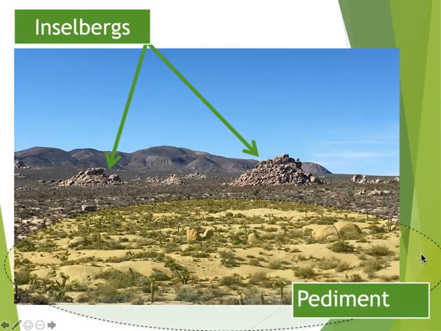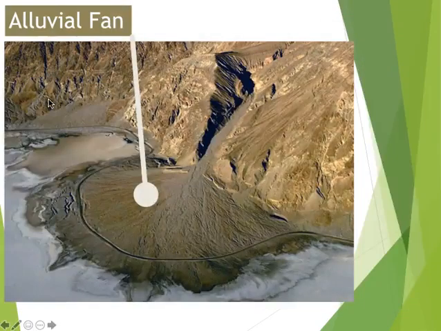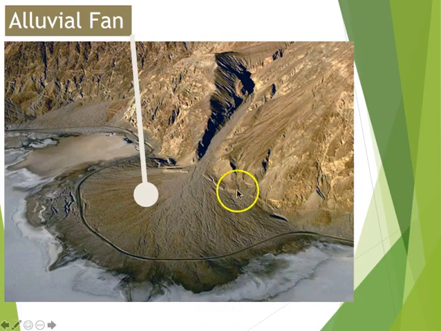Pediments are relatively flat, eroded surfaces of bedrock. Alluvial fans form at the base of mountains in arid regions experiencing tectonic uplift. During flash flood events, sediment is transported from the mountains to a relatively flat valley where it slows and deposits its load of sediment.